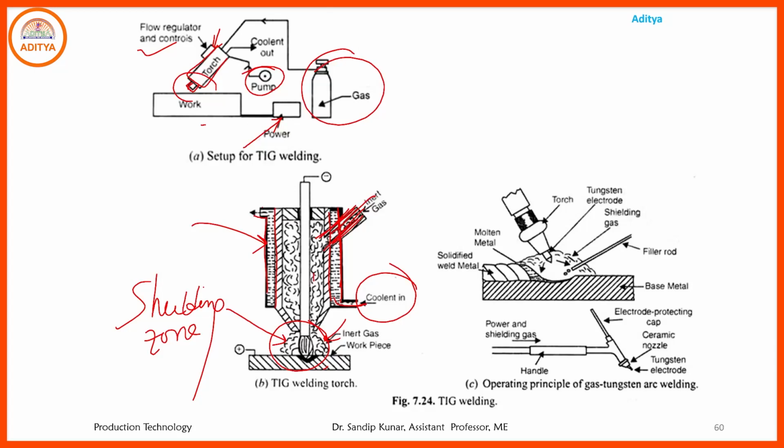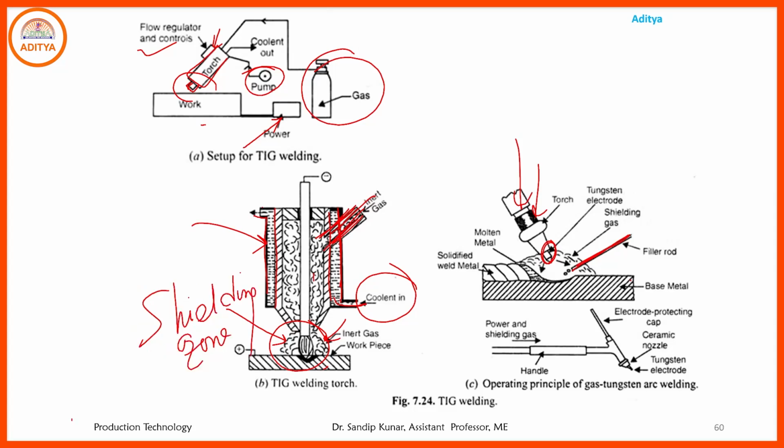Here we also see the base metal and the filler rod. As per our requirement we use the filler rod. That is the torch, meaning the electrode, the non-consumable tungsten electrode, and along with it we supply the inert gas. That inert gas creates the shielding zone, and that is the filler rod. The molten metal is created by the arc between the metal and the electrode. Then after welding, solidified weld metal is created.